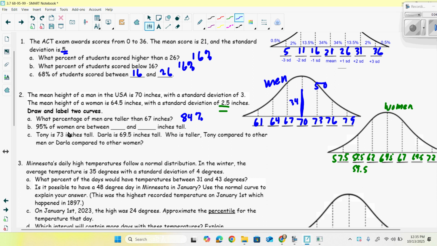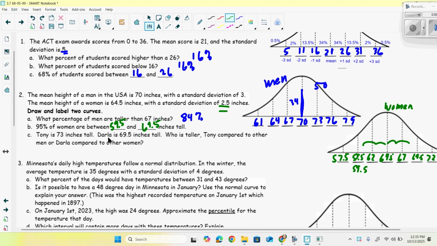95% of women are between which values? That's back to our empirical rule here, that's going to be 2 standard deviations. So that's from here, 1, 2, and 2 to the right. So 59.5. You should try doing these problems before seeing the answers, so you can pause and get those answers.